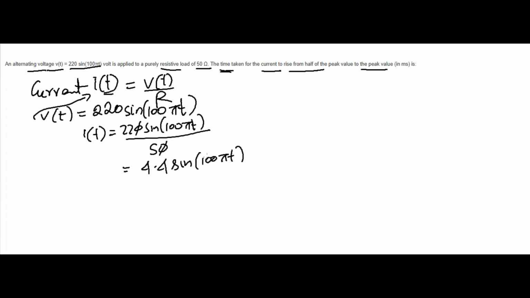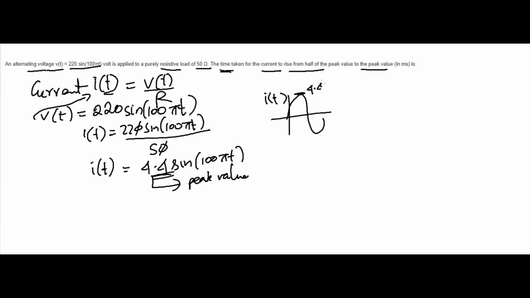So therefore I(t) is equal to 220 sin 100πt divided by, what's the R value? 50, is it right? So R is 50, and if you do the division you'll get 4.4 sin 100πt. So that is called I(t). Here this 4.4 is the peak value, this is the amplitude. If you find I(t), this is the peak value, which is given as 4.4.